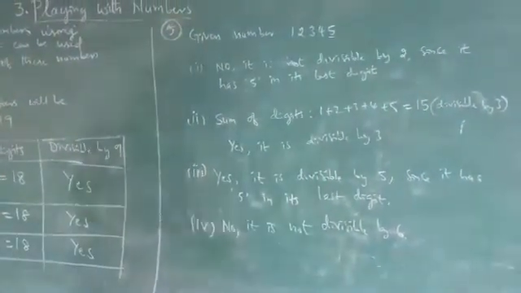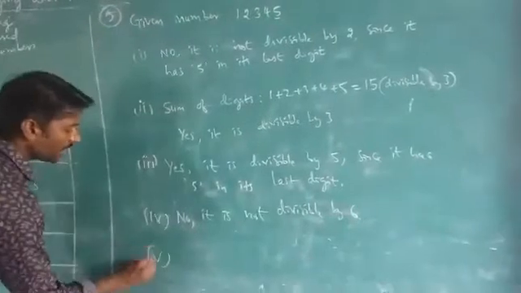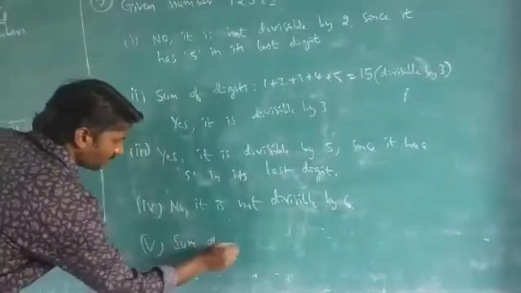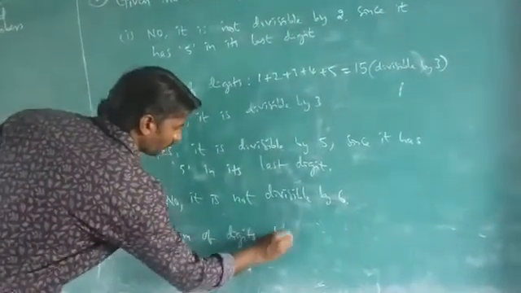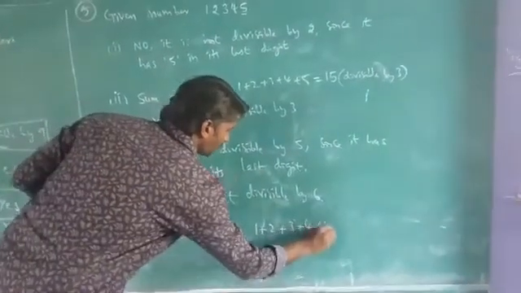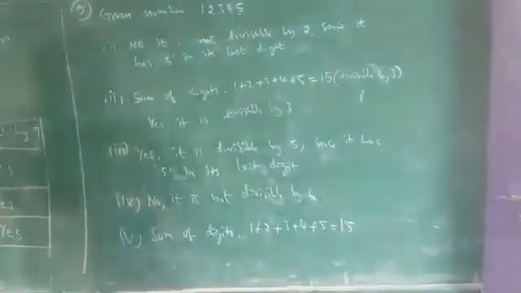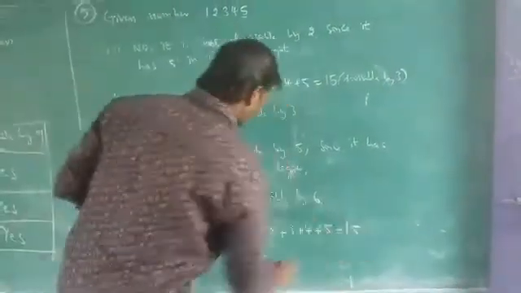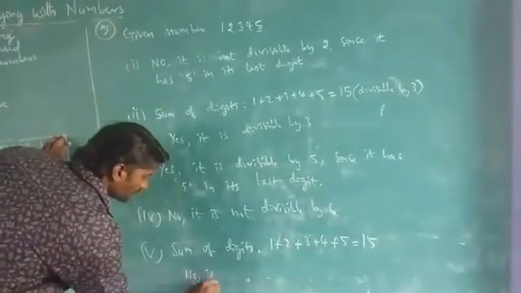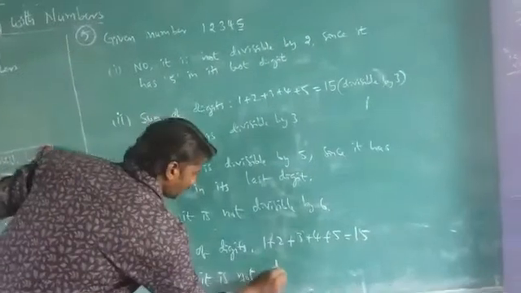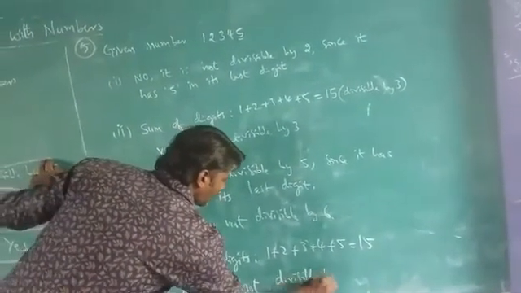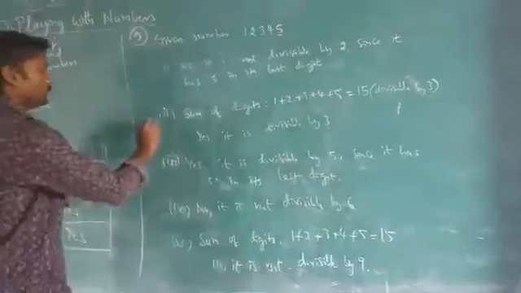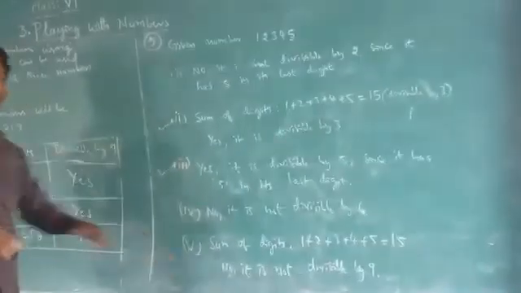Okay children, now last one is 9. For 9, how to check better? Same as before, sum of the digits. One more time I am writing here, sum of the digits. Add it, 1 plus 2 plus 3 plus 4 plus 5, answer is what here? 15. 15 comes in the 3 table. Can you divide 15 by 9? 9 table? No, it is not divisible. So I write here, no, it is not divisible by 9. So only it is divisible by 5 and 3. 3 and 5. Remaining all is not divisible.